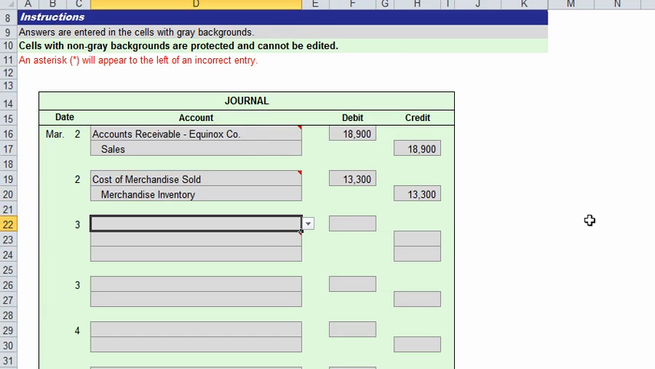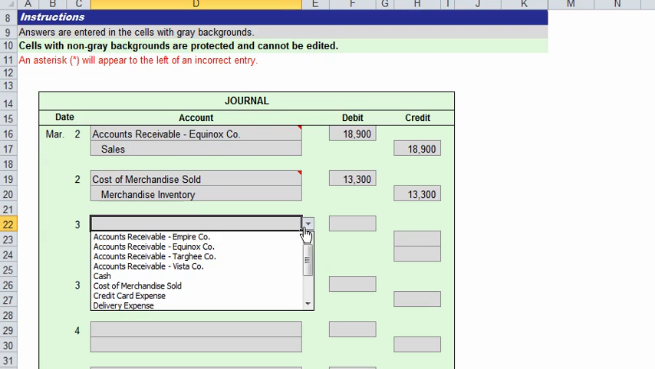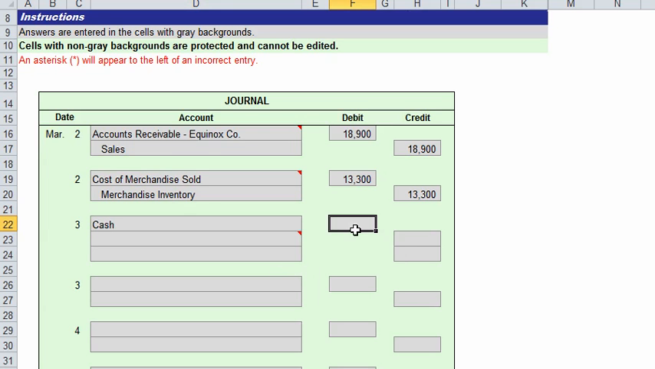Okay, on the third, sold merchandise for $11,350 plus 6% sales tax to retail cash customers. Cost of merchandise sold was $7,000. Okay, we're selling to a retail customer, so there is going to be sales tax. They're paying us in cash, so our asset account cash is going to increase. They increase on the debit side, but how much cash are we going to receive?